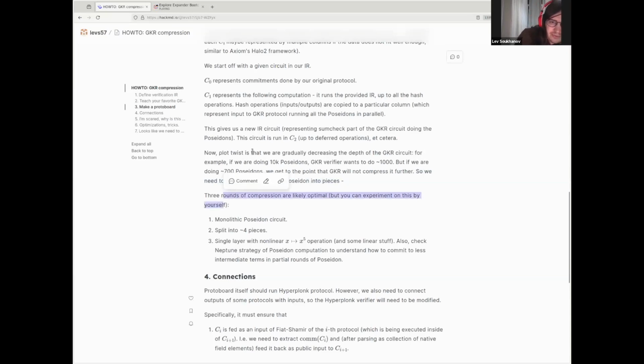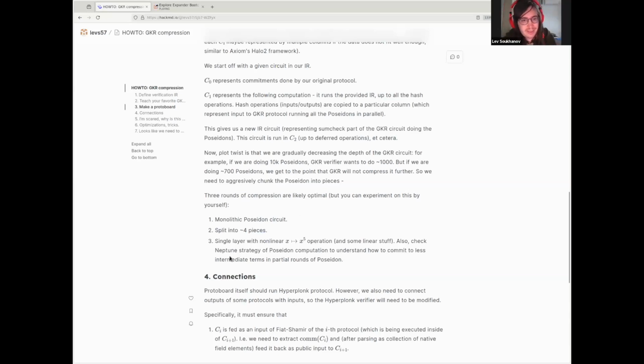So at first stage, we will run monolithic. I think 3 stages is probably roughly optimal. So at first stage, I suggest that we run a monolithic Poseidon circuit. On the second, we run a circuit which does 1/4 of the Poseidon in one go. And so it commits to 4x more data, but it has 4 times smaller depth.